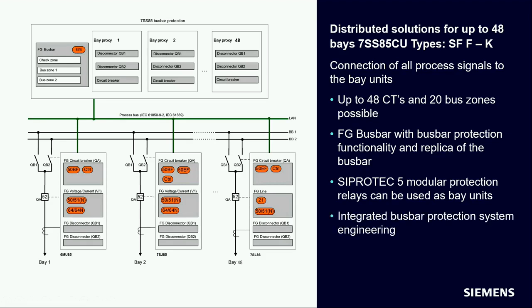And also, as I have already mentioned, because we are using in this approach only Siemens merging units, Siemens bay units, 6MU85 or any other modular SIPROTEC 5 device, it is possible to have an integrated system engineering, a very easy engineering.